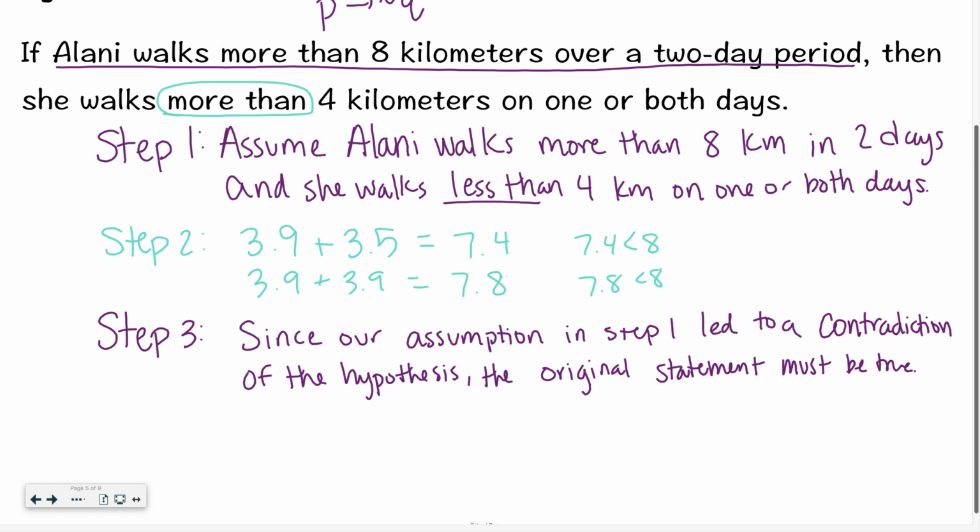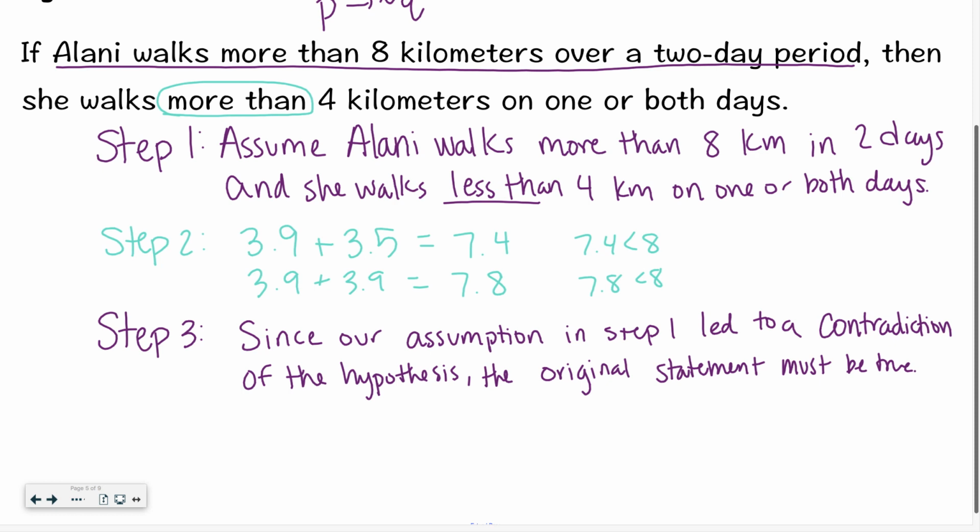So in step 3, I wrote, since our assumption in step 1 led to a contradiction of the hypothesis, the original statement must be true. All of your proof by contradictions, I'm okay with them ending with some sort of form of that. If you want to be a little more specific and include details from the specific problem, that's fine. But I'm okay with this just being kind of an introductory proof by contradiction, indirect proof, okay? You can do a generic step 3. Since our assumption in step 1 led to a contradiction of the hypothesis, the original statement must be true.